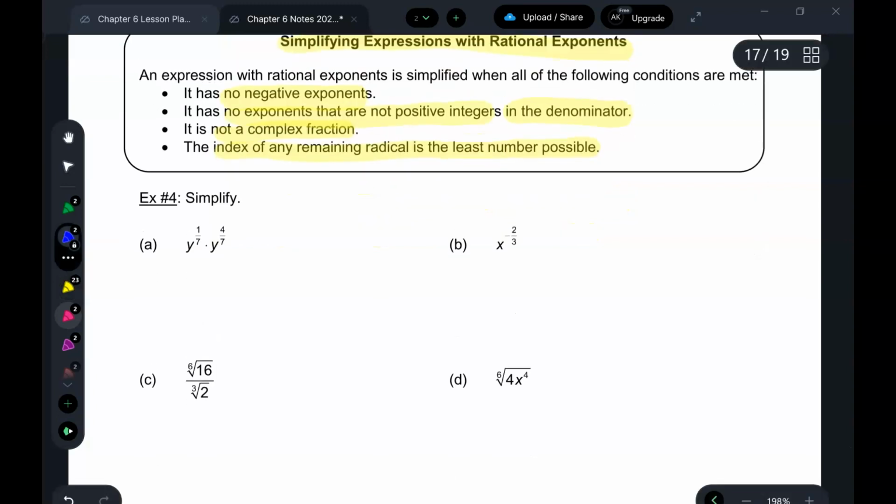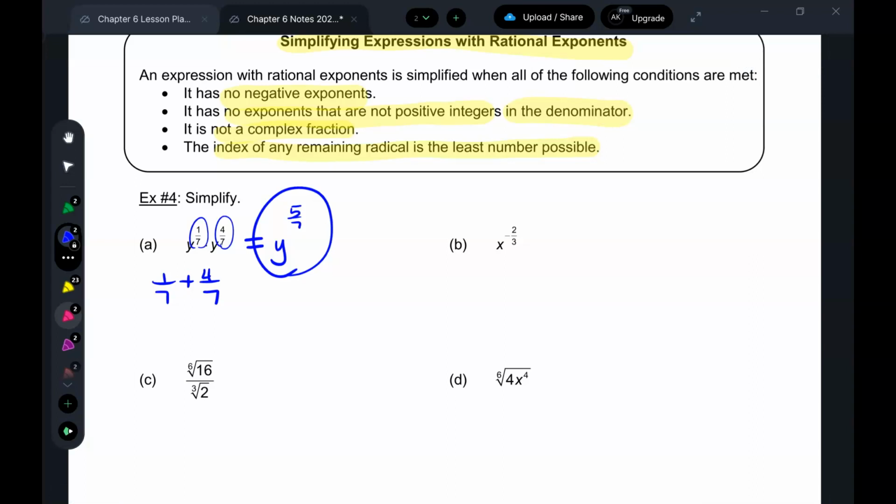Okay, so all the rules of exponents still apply. If I have y to the 1/7 times y to the 4/7, what can I do to the exponents? Put them together. Yeah, just add them, right? So what's 1/7 plus 4/7? 5/7. Okay. Do I have any negative exponents? No, I don't have any fractions in the denominator, right? So we're good.